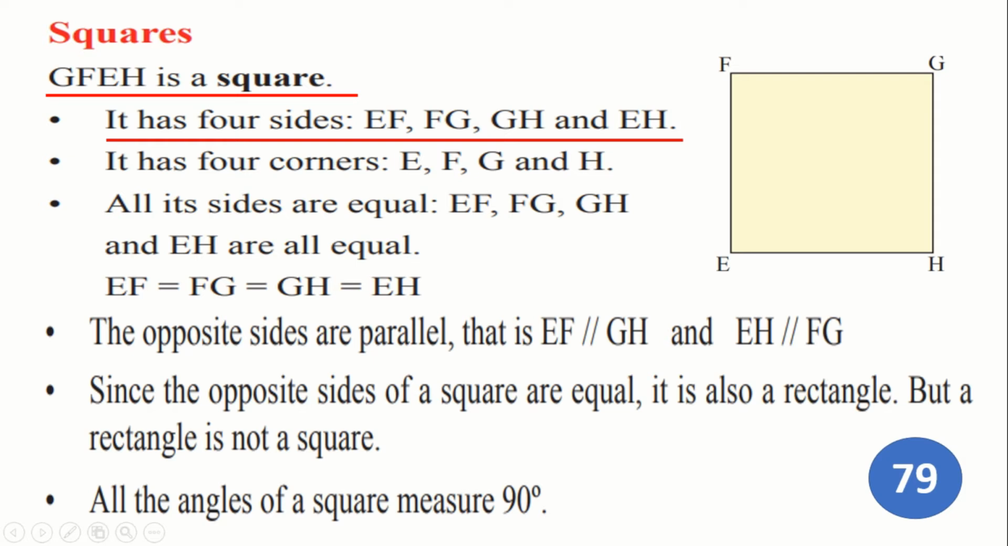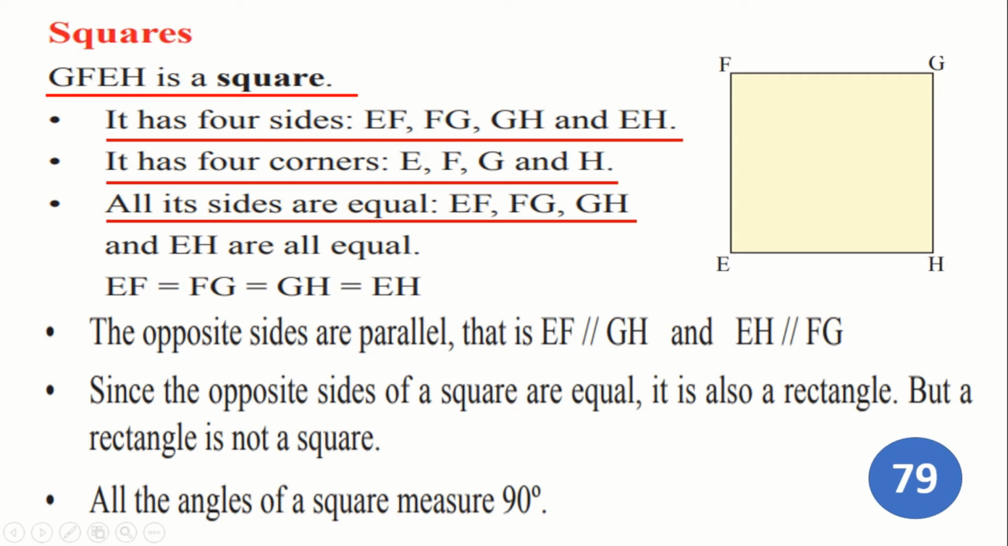EF, FG, GH, and EH are the sides of the square. It has 4 corners: letters E, F, G, and H. All its sides are equal. EF, FG, GH, and EH are all equal.